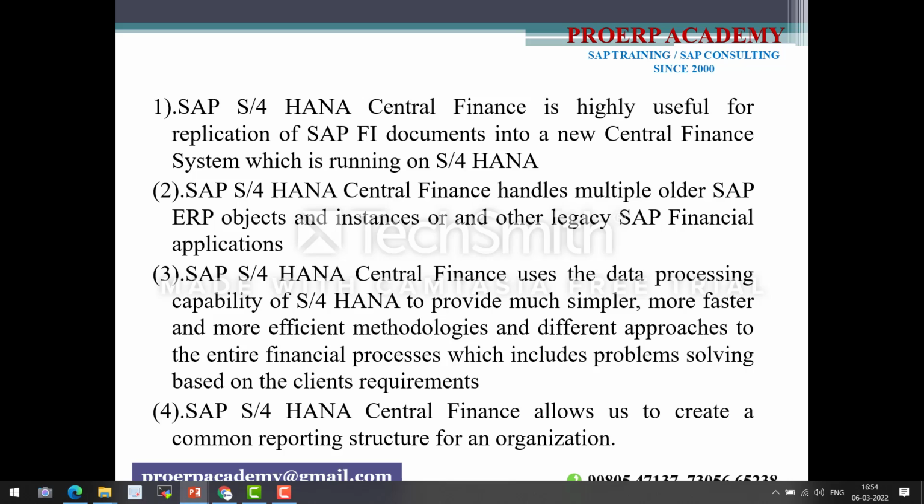Now we will start discussing why to learn SAP S/4HANA Central Finance, what the importance is, and why this Central Finance Module is required by all the clients. We will discuss it one by one.